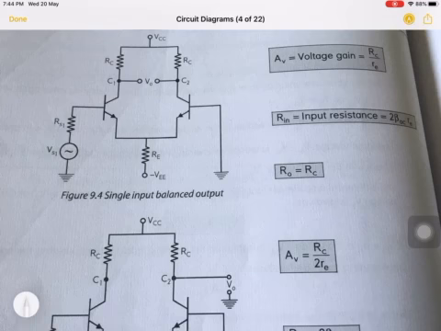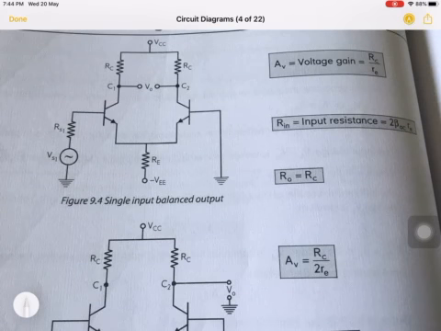Now, this differential amplifier is used in different ways. Suppose I connect one source at the base of one side and connect ground to the other. Then it is called single input balanced output. Balanced output means we are taking the output from the difference of the collectors.